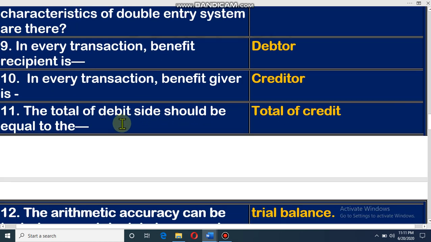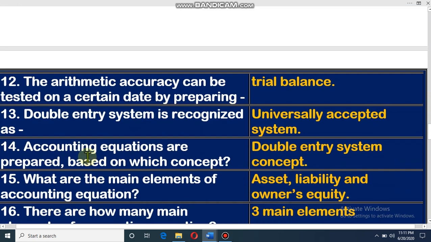Dear student, the total debit side should be equal to the total amount of credit side. That means if you have a 50,000 transaction, the total of 50,000 debit equals the total of 50,000 credit. That's why the total of the debit side will be equal to the total of the credit side. The arithmetical accuracy can be tested on a certain date by preparing a trial balance.